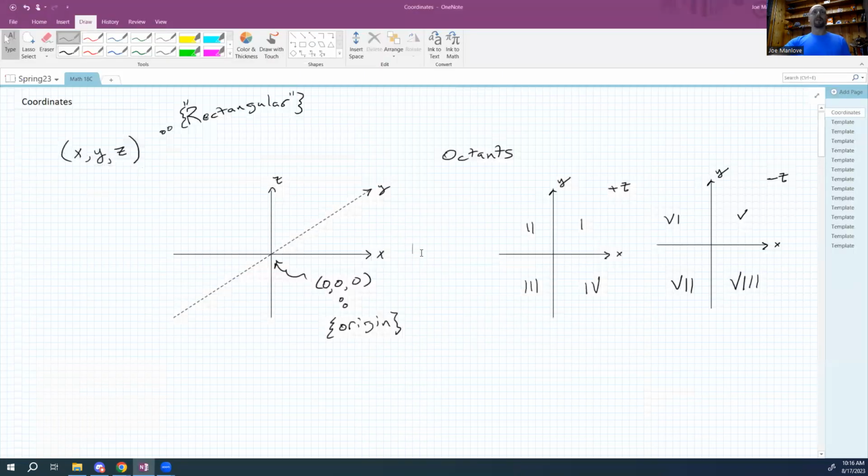And the result that we're going to get from that is this thing called the distance formula. And I'm going to write it down right here. So the distance formula.